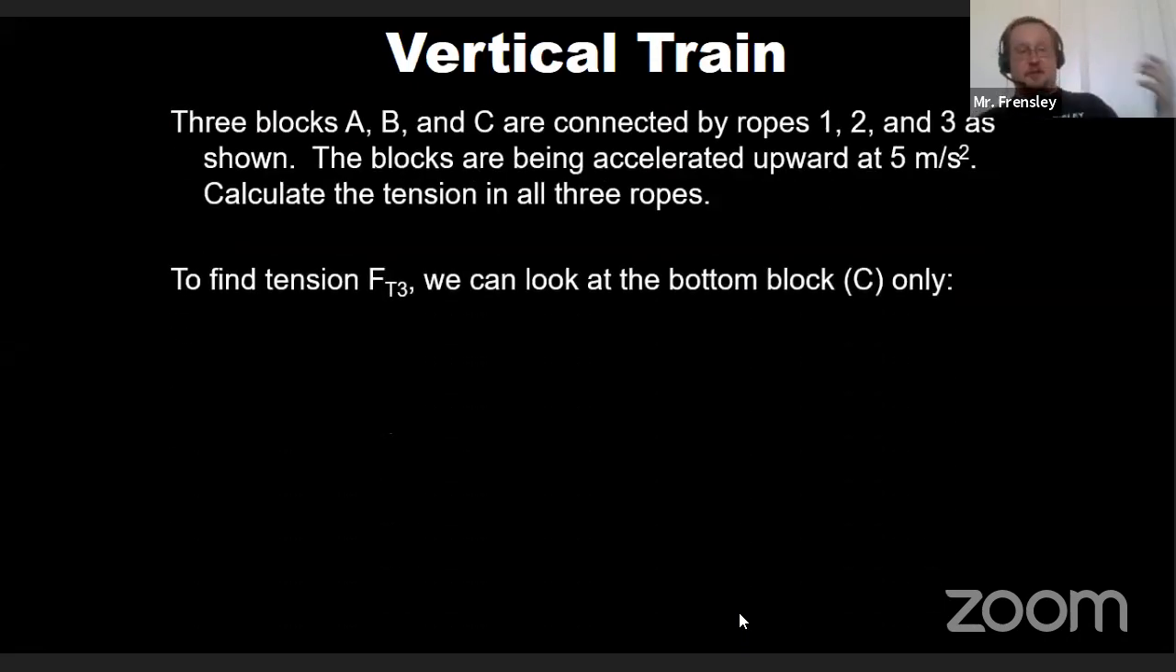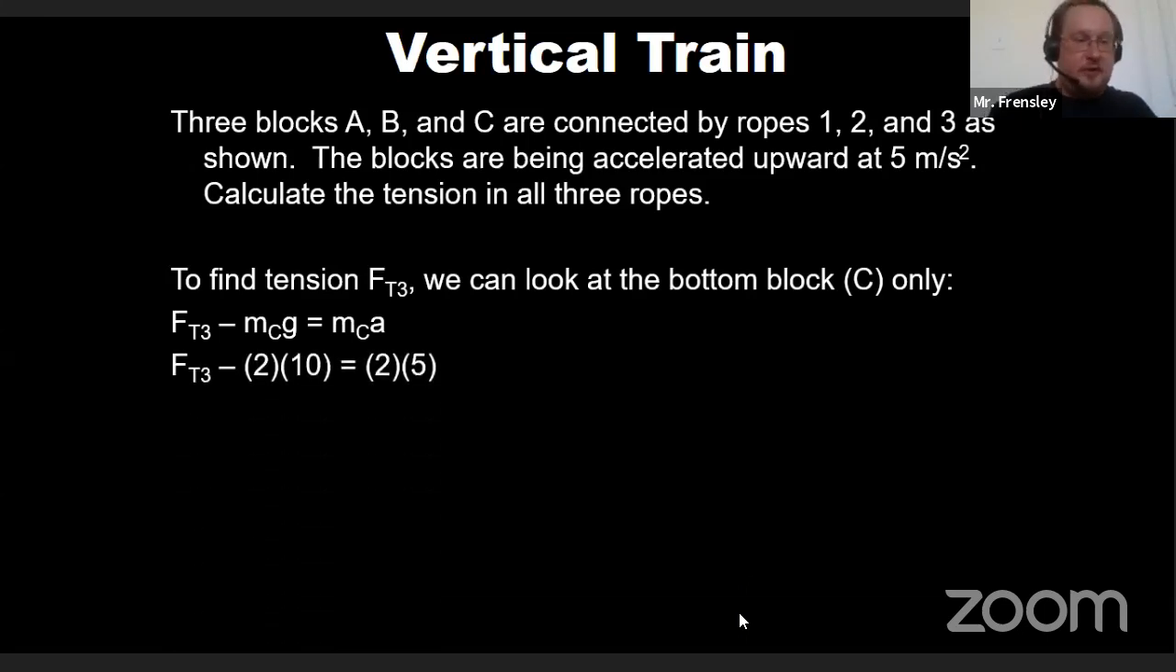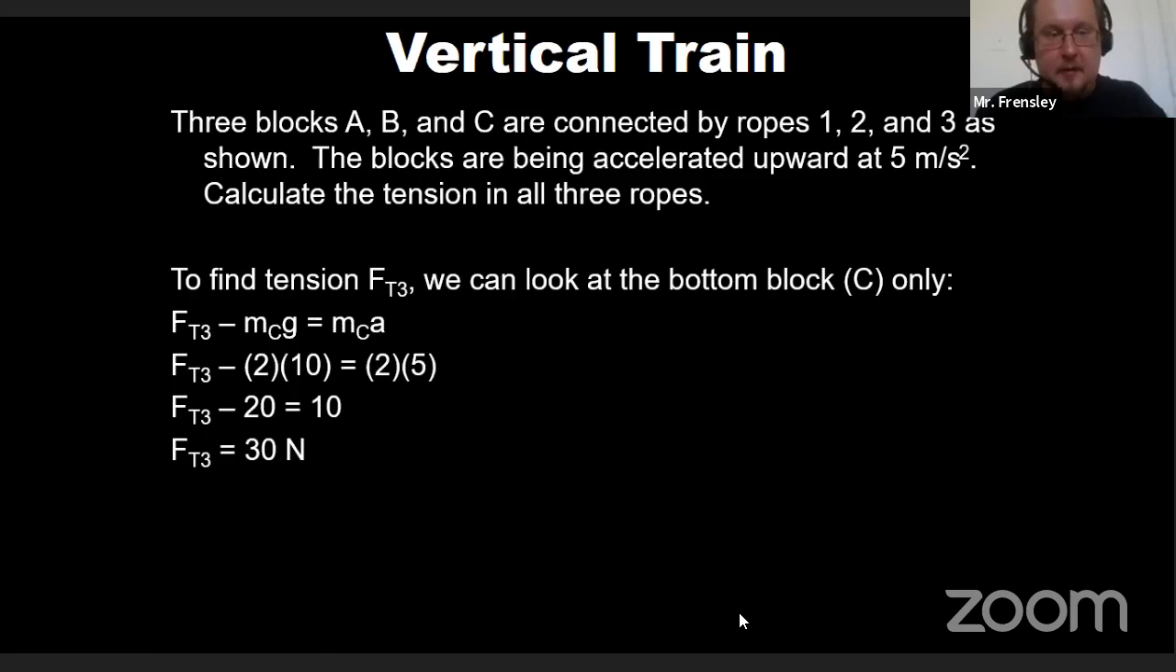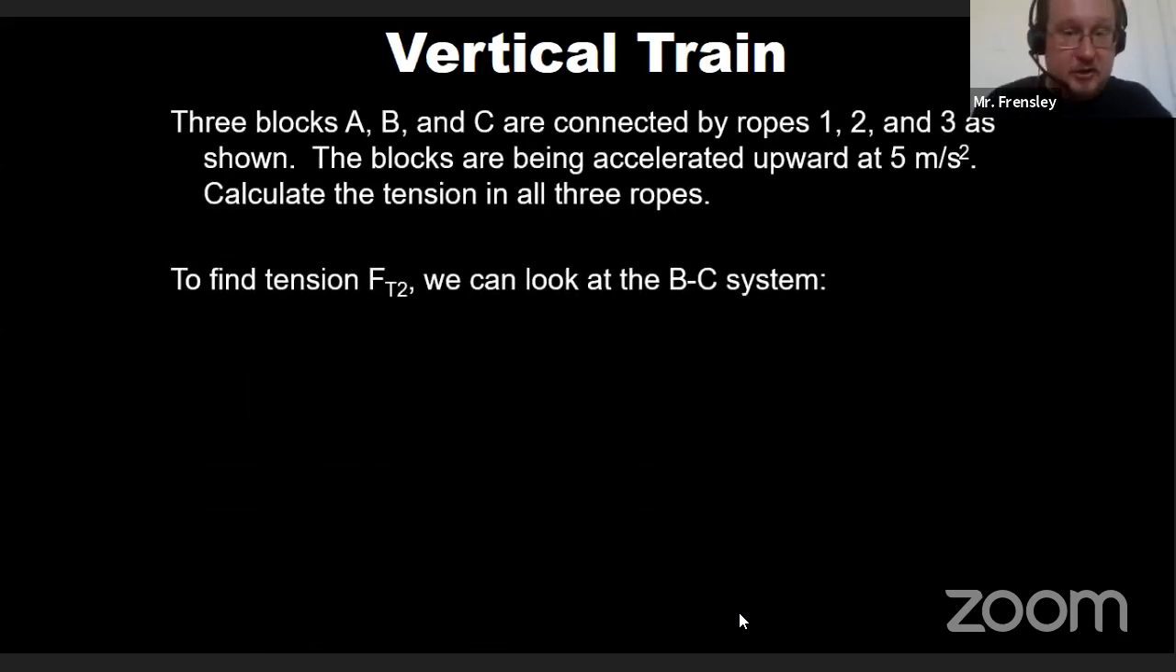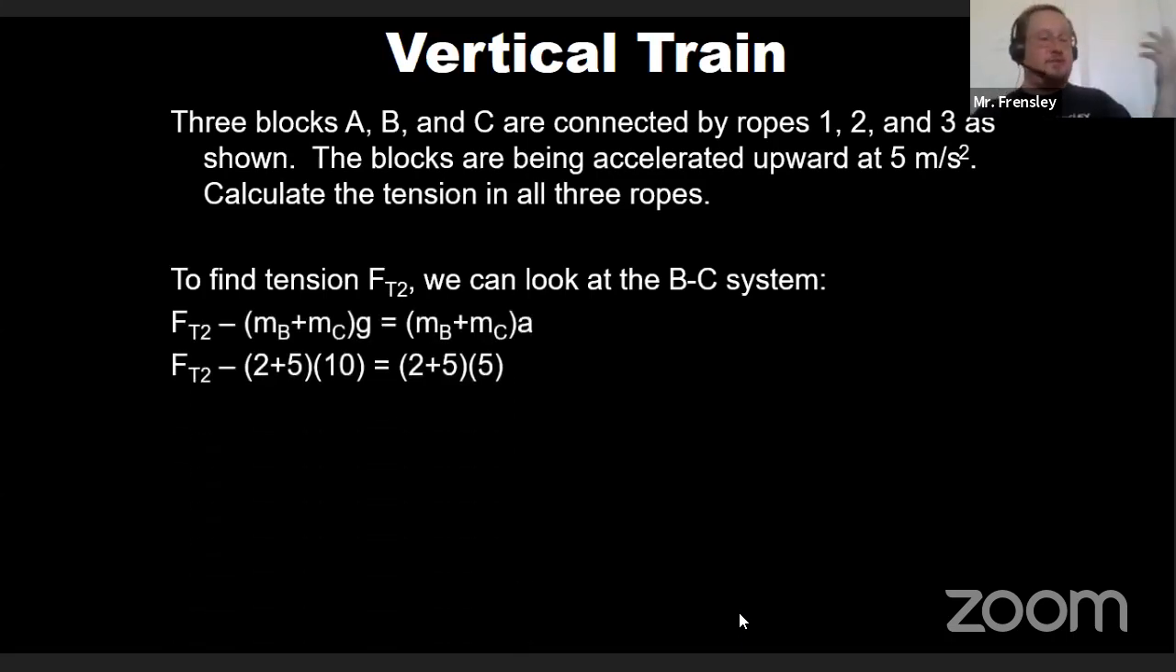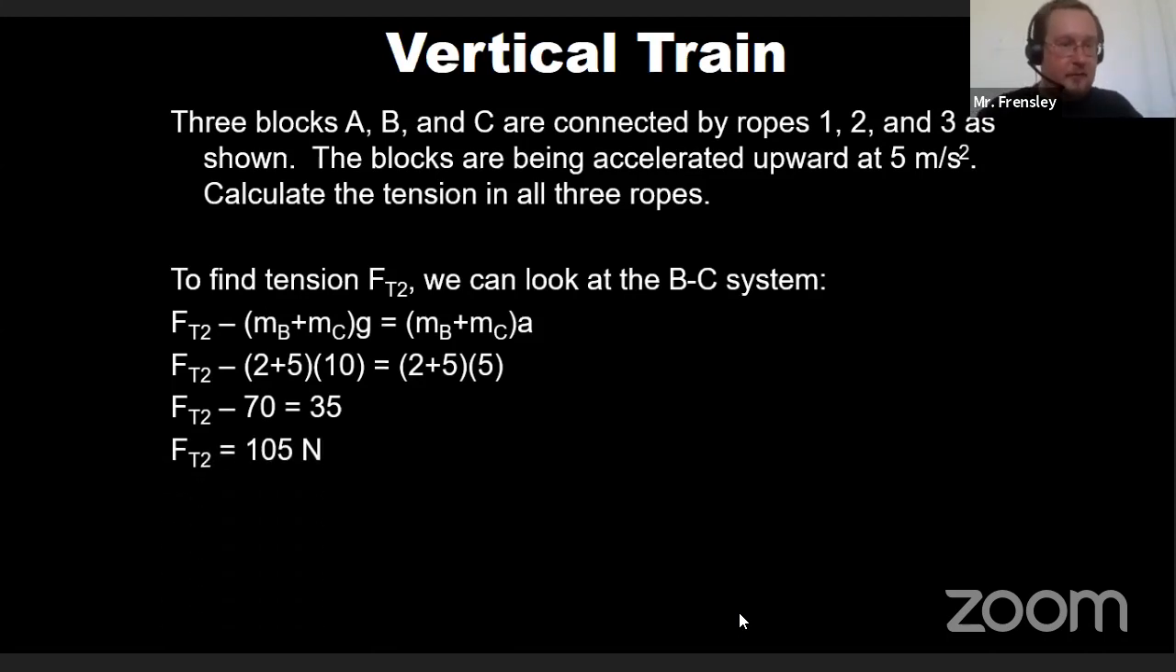So let me just review. To find tension 3, we look at the bottom block only. We just looked at the bottom block and we got 30 newtons. Then, okay, for tension 2, we looked at everything below tension 2, B and C. So we just plugged in the total mass below. It's almost the same equation: up force minus weight equals mg. It's just this time it's with 7 kilograms rather than 2. Okay, so we got our 105 newtons.